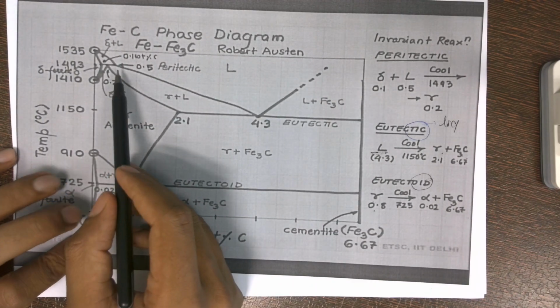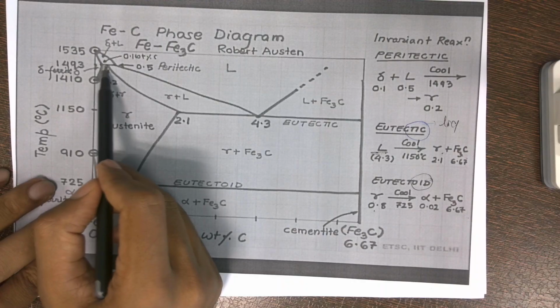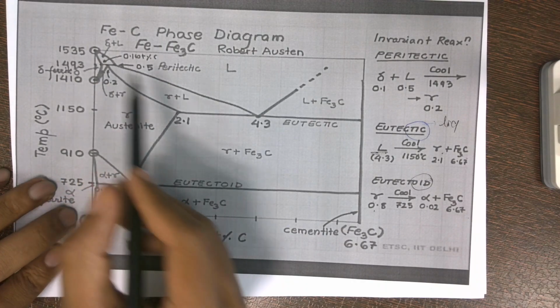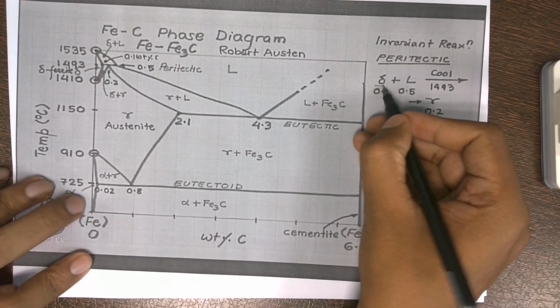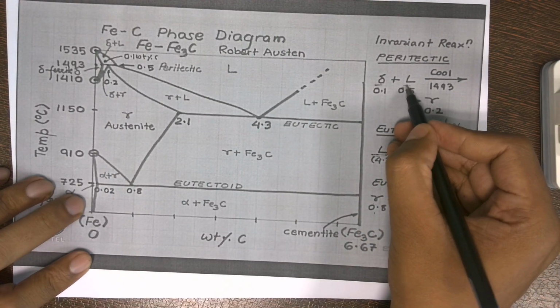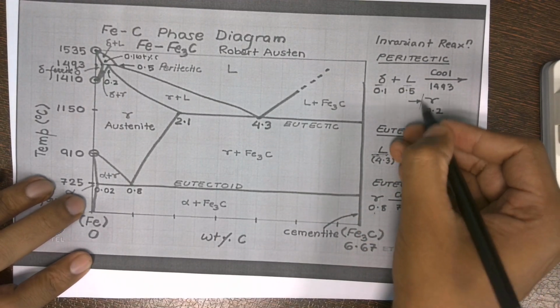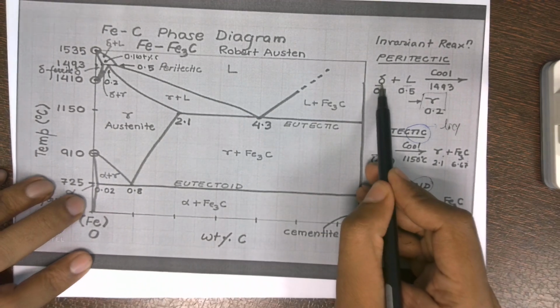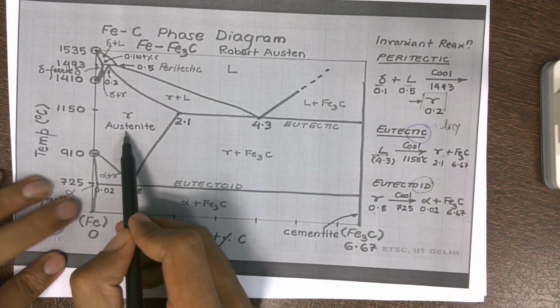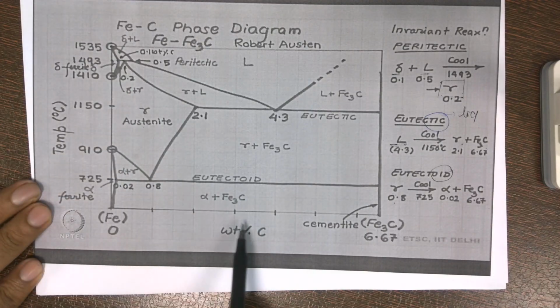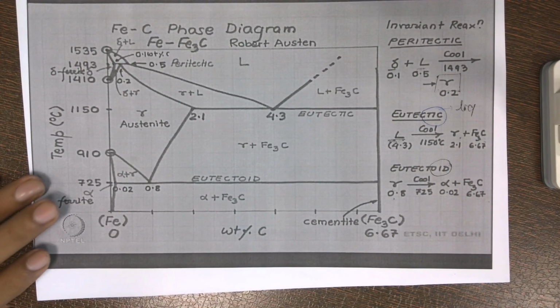Now, when we went to the higher temperature, 1493, there we saw the peritectic reaction in which delta ferrite reacted with the liquid and gave austenite. So a solid is reacting with the liquid and giving another solid, which is austenite. So these are the three invariant reactions that we have discussed in the iron carbon diagram.